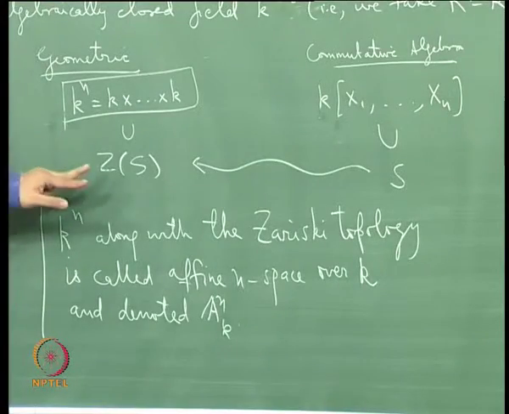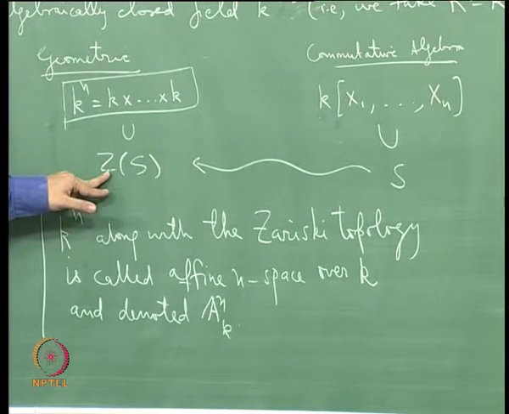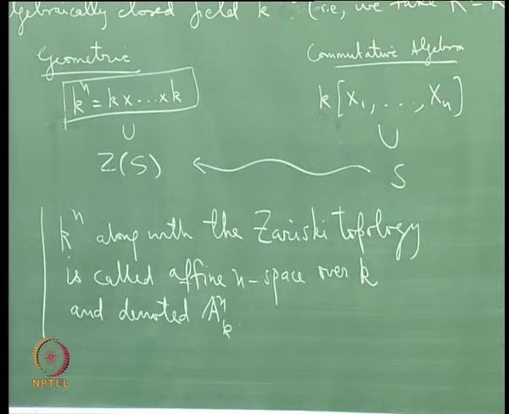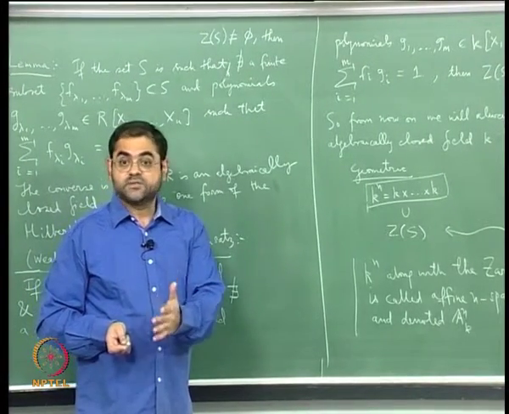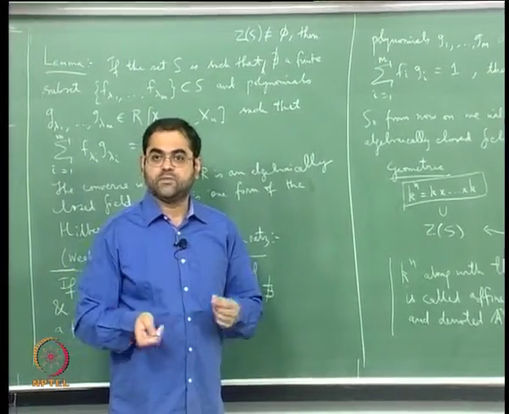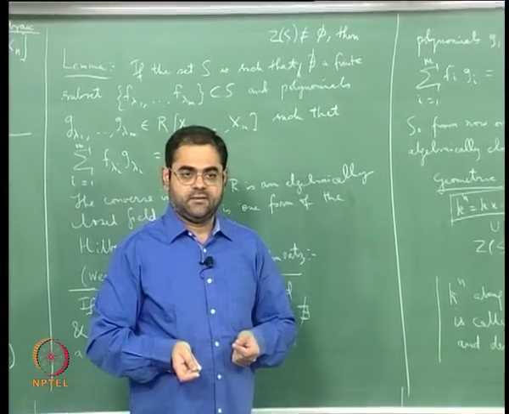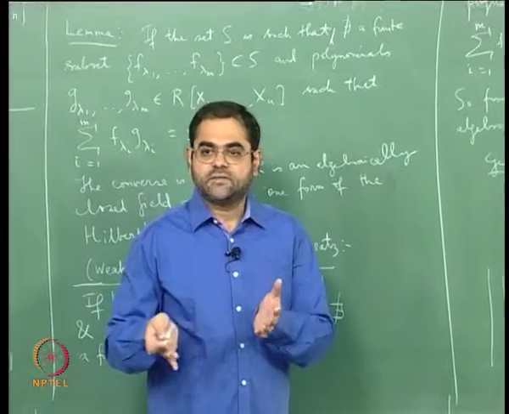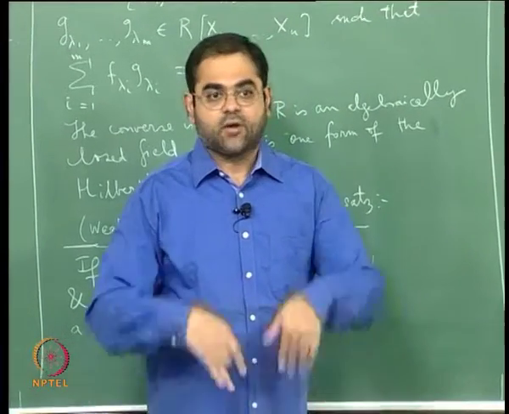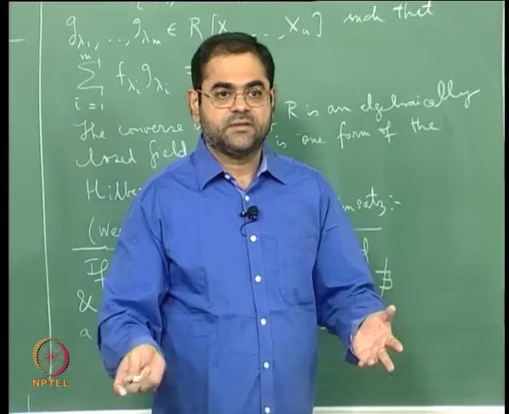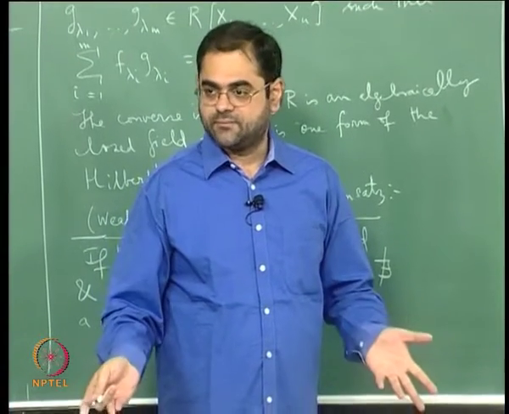So what that will tell you is, what are the open sets? The open sets will be loci where functions do not vanish. The loci where the functions vanish, for example the locus where a single function vanishes, is a closed set, and the complement of that locus, where the single function does not vanish, is an open set, okay.